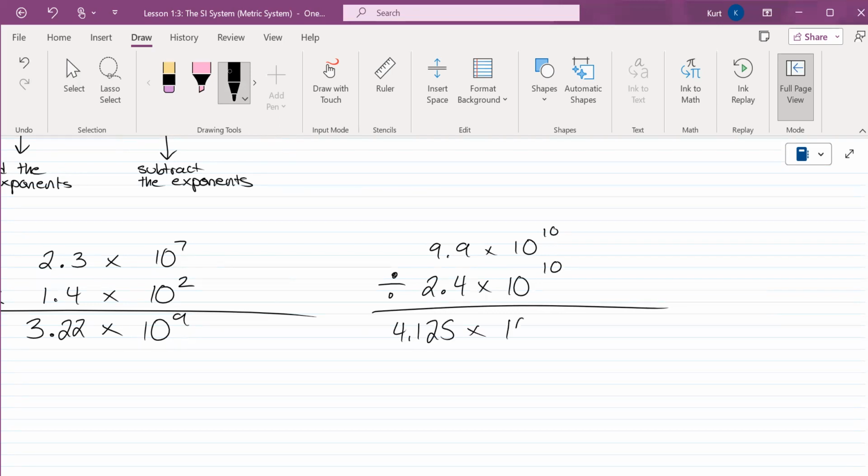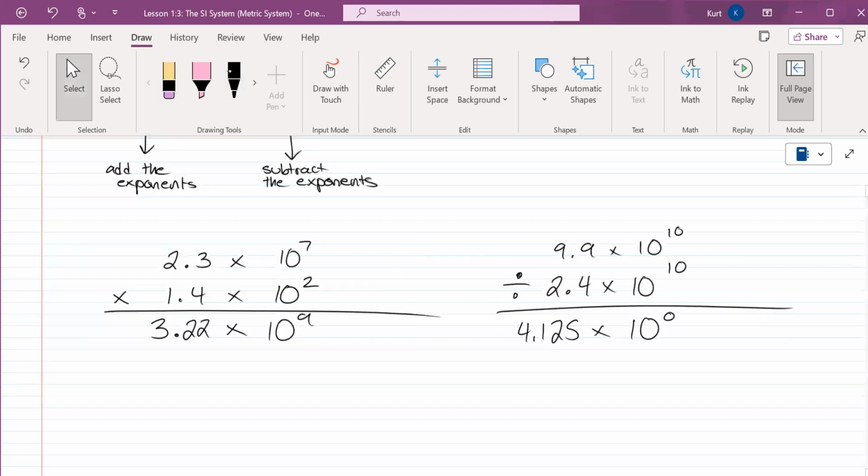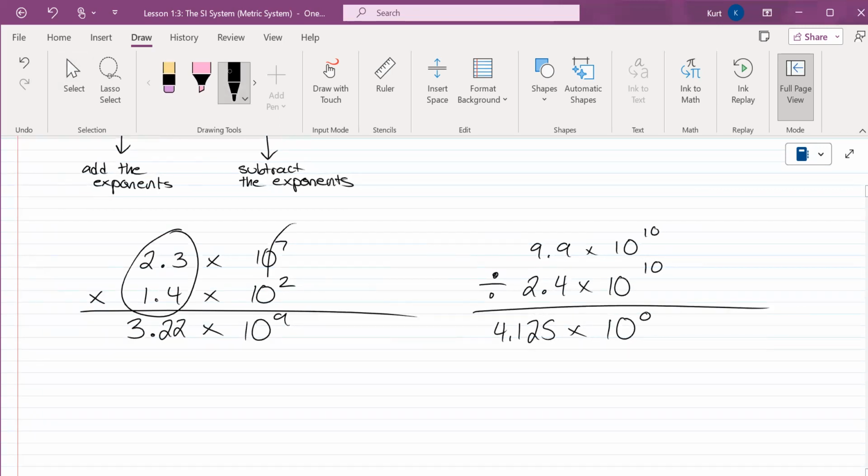Very good. Now, do you need to do any shifting, or is the number fine the way it is? Why is it fine? It's between 1 and 10. Very good. Any questions with this? How did he get 4.1? He divided 9.9 by 2.4 in his calculator. You subtract the exponents, you divide the coefficients. With multiplication, you multiply the coefficients and you add the exponents.